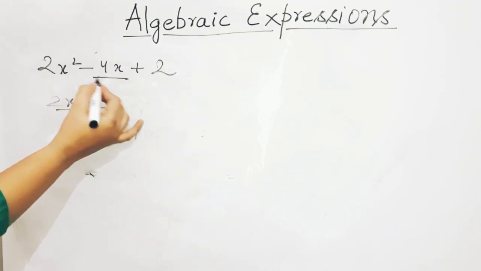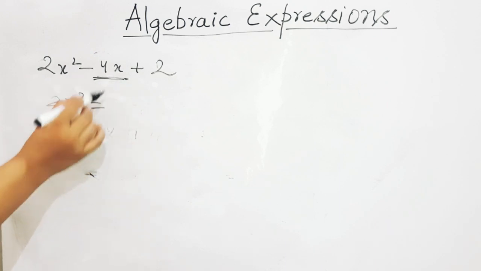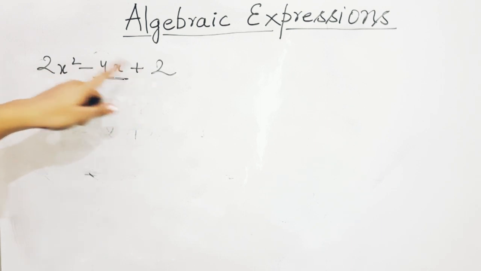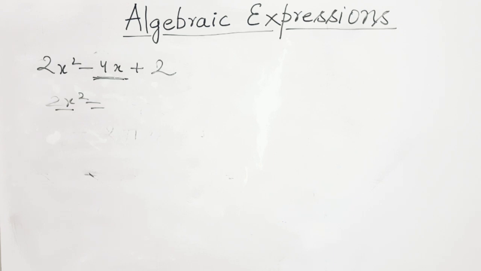And here also, once you find the value of 4x, you put the value, then also the value will be different. So 2 is a constant, while 2x square and 4x are variables in this algebraic expression. Now I will be explaining the formation of algebraic expressions. So please pay attention, students.